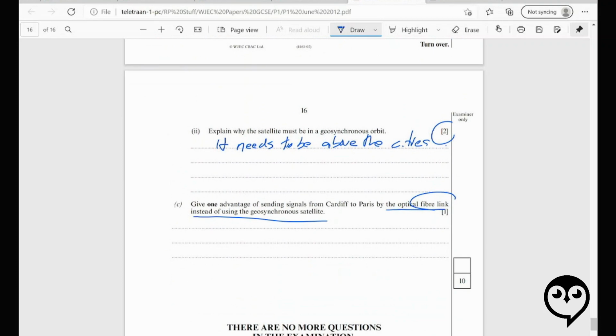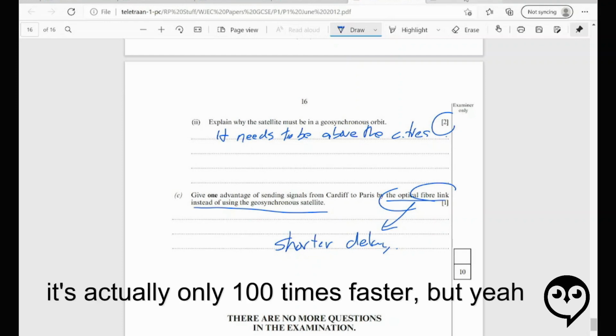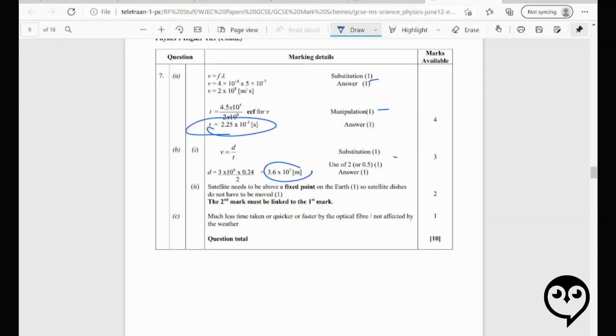So I would say, let's go back. This is what they want. Shorter delay. It's milliseconds. It's 1,000 times faster. Okay, much less time taken, faster, not affected by weather. Good call. Okay, why does it need to be geosynchronous?